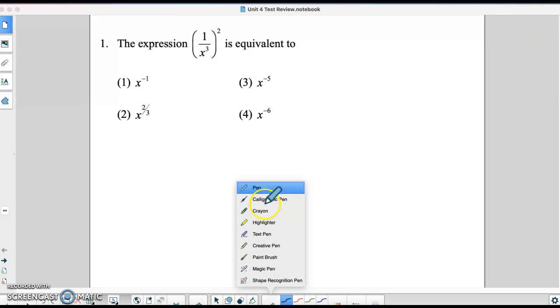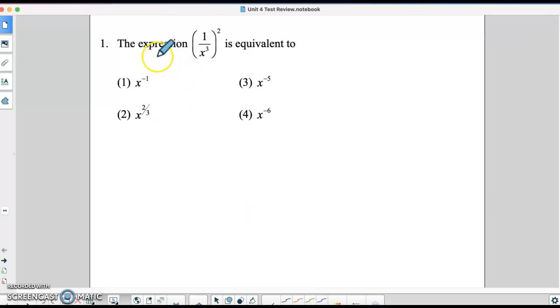Question 1. The expression 1 over x to the third power, and then you raise it to the second power, is equivalent to what? First of all, every time you see a fraction, please remember you can write it as a negative exponent. So that is the same thing as x to the power of negative third. This is a formula: 1 over x to the nth power is equal to x to the power of negative n.